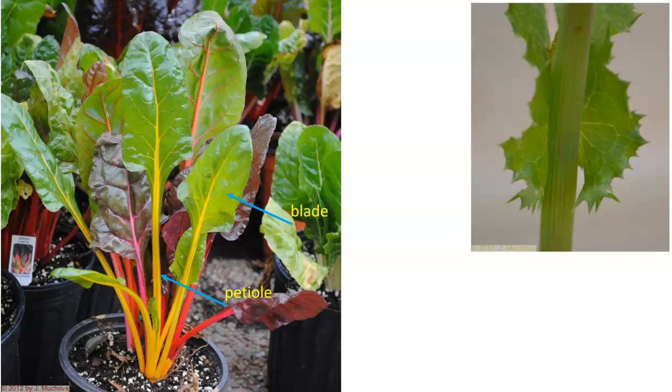Over here, we've got another leaf, and you can see the petiole going up, and it looks like a leafy part around the petiole, and that part we actually call a stipule. And the stipule is this leafy area at the base of the petiole that sometimes goes around the stem.